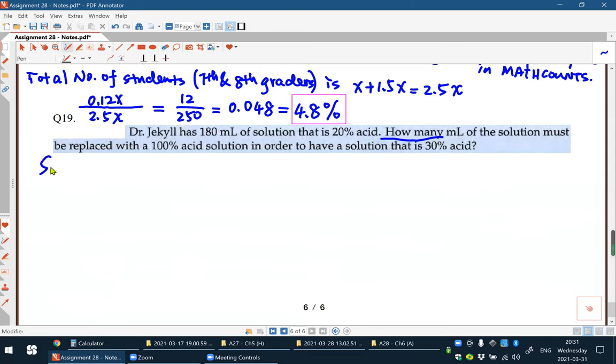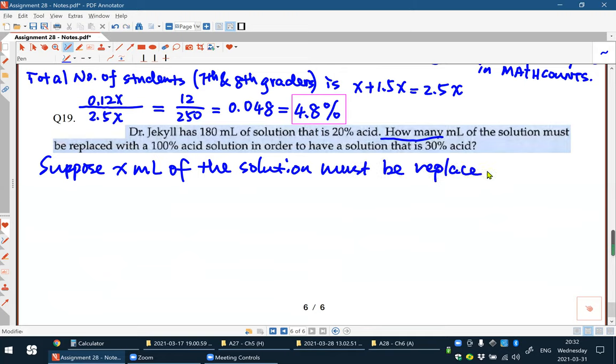Okay, let's write it like this. Suppose x milliliters of the solution must be replaced. Okay, what does that mean? Originally, we have 180 milliliters, right? And after the replacement, how many are left there? It should be 180 minus x, right?